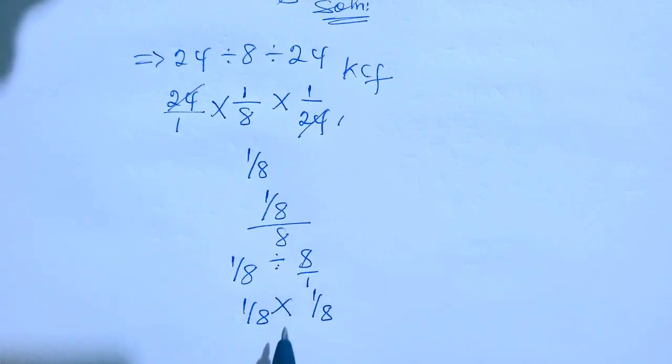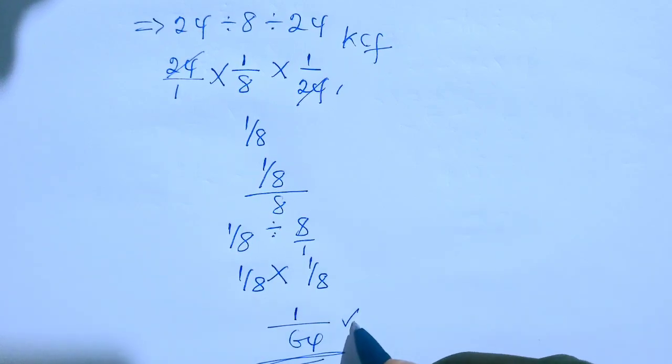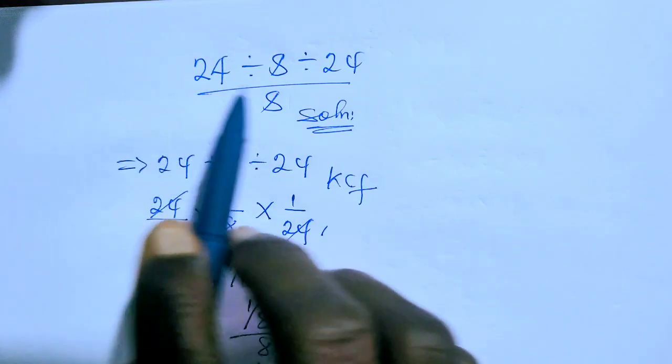Then right here we multiply this out. 1 multiplied by 1 gives us 1. Then all over 1, 8 multiplied by 8 gives us 64. And this is the correct answer to this given expression right here.